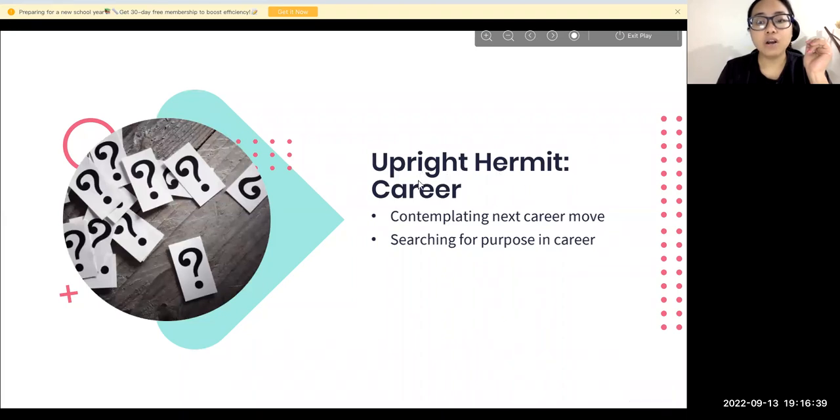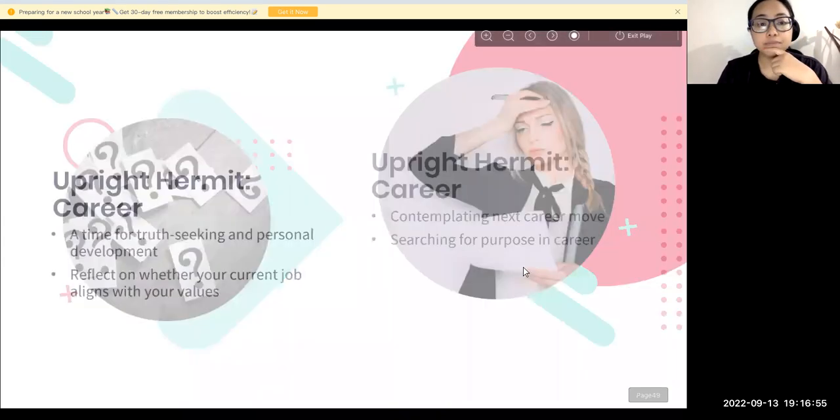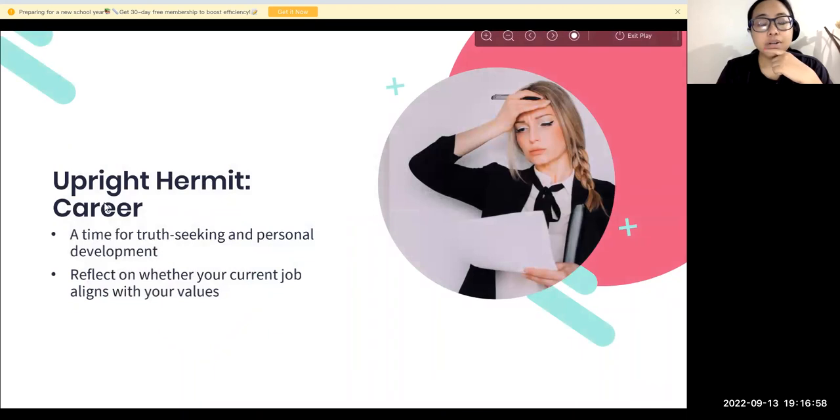So if the Hermit is coming in a career reading, it means that you are contemplating your next career move. You have not taken the decision, but you're thinking about it. Is this the right move? Is it a wrong move? Should I take it right now or should I take it later? Searching for purpose in career. The Hermit in career means a time for truth seeking and personal development. That is one thing. Reflect on whether your current job aligns with your values. That's one thing you should always reflect on.